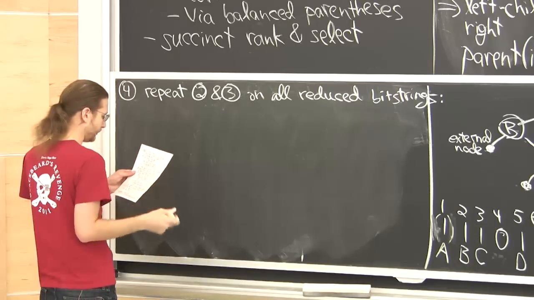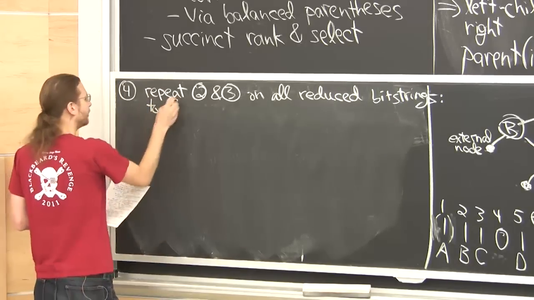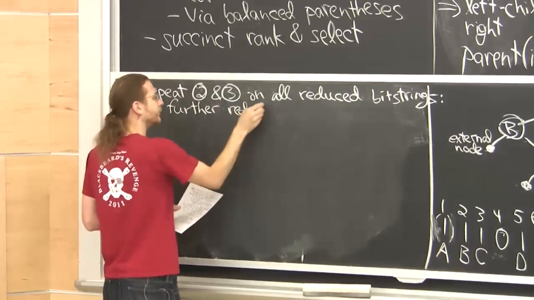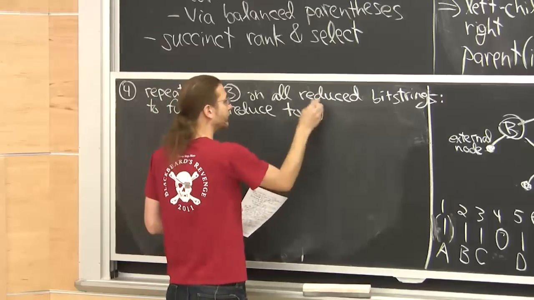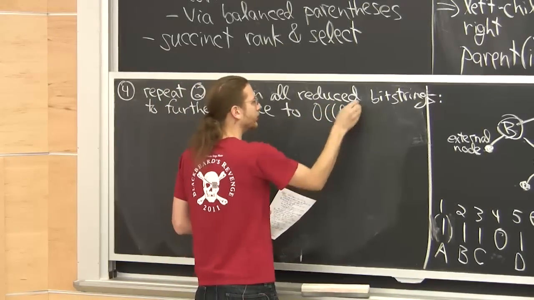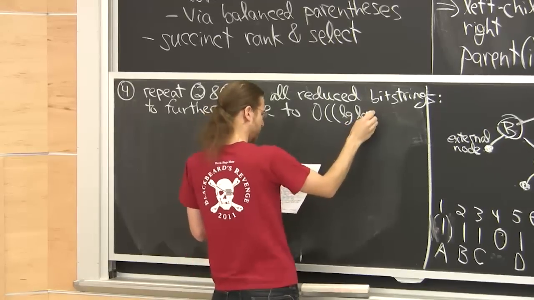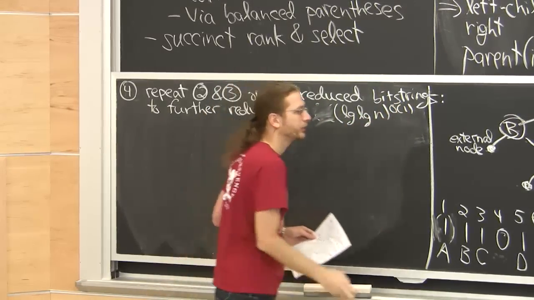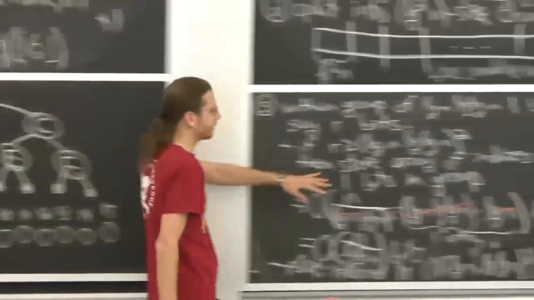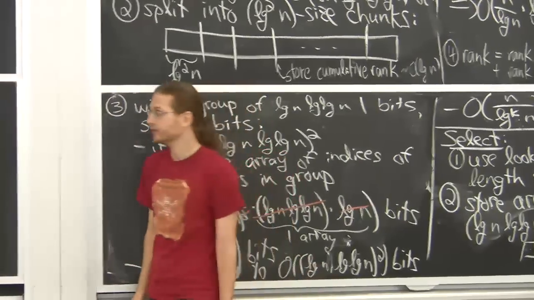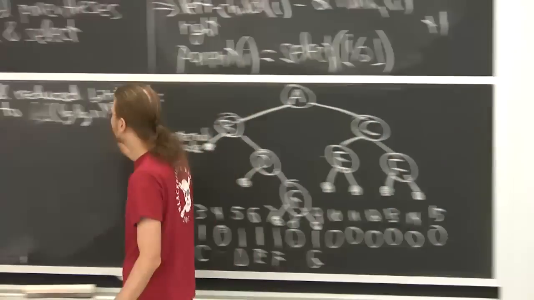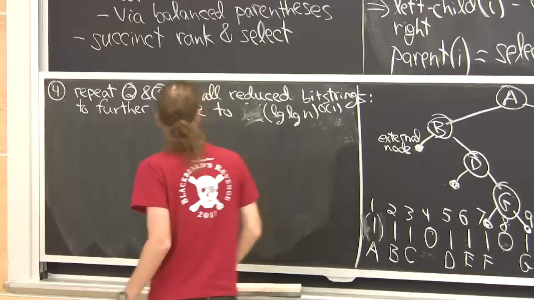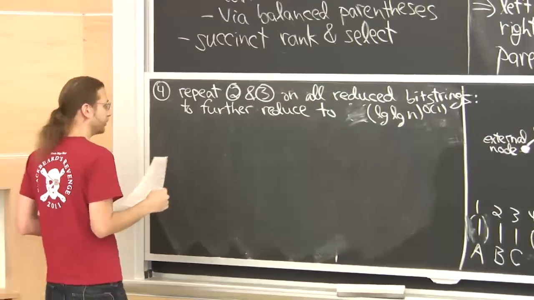Let me do it quickly. My goal is to further reduce to polylog n. Right? I took n-bit strings and I got down to polylog bits. I do it again, I should get down to polylog bits, and indeed I can. And this is plenty small. Polylog is way smaller than half log, so we don't even need that much of the lookup table.